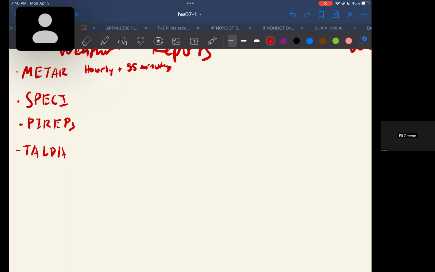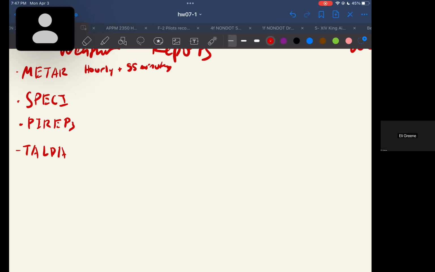in here, and remarks are always tricky because no one ever knows what they mean. For example, AO2 means it is a precipitation discriminator, which means it can discriminate between snow or rain or whatever. Don't worry, I don't think we have to know what AO2 means, but the point is that it's a precipitation discriminator. And then here it tells us peak winds, what the peak winds were. I don't actually know how to read that.